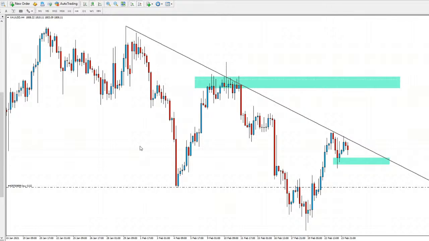But I'm just going to be focusing on whether we can get above that trend line for gold and see a nice push into that level there for the rest of the live stream.